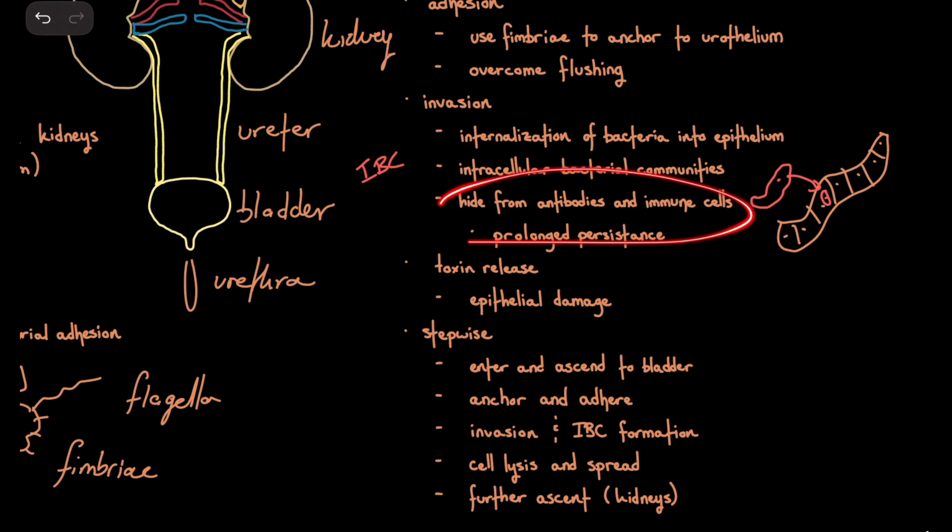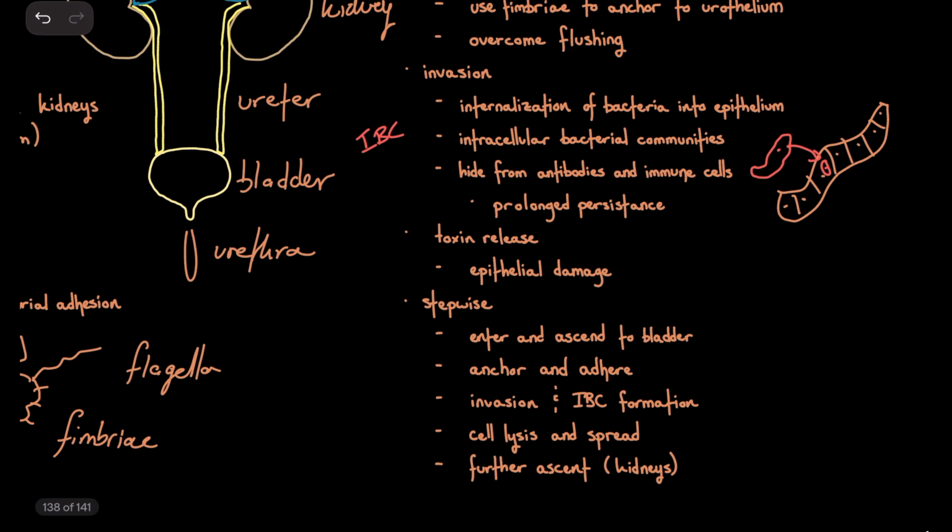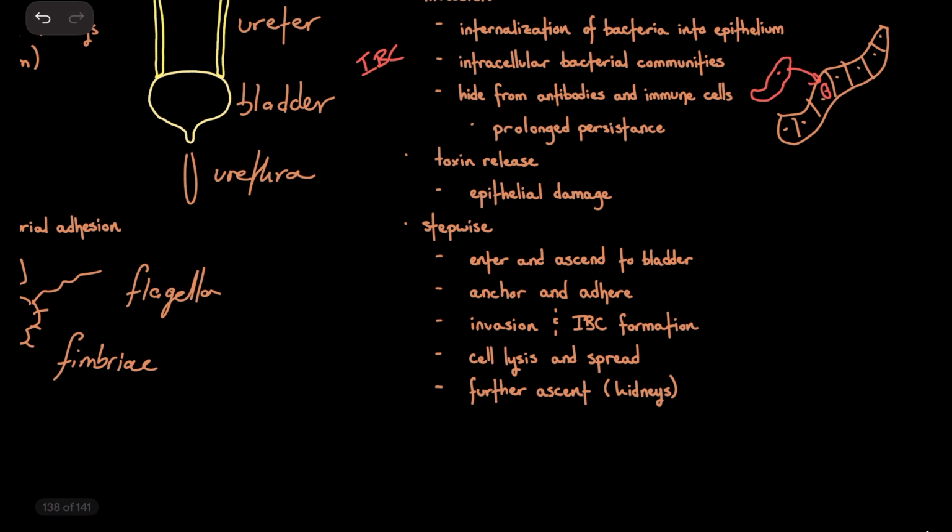All right, so yeah, they hide from antibodies and immune cells, so that gives us prolonged persistence, which is not good. Also, you could imagine if these are pathogenic, they are going to release toxins, they're going to damage the epithelium. That's not good. So if we just do a stepwise approach to this, these bacteria will enter and ascend from the urethra up to the bladder. You can be exposed to them from a variety of means. I'm not going to get into that, but let's just say you get exposed, enters from the urethra, go on up into the bladder, and it'll embed in the wall here usually.